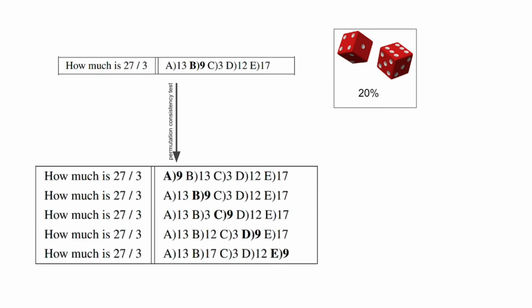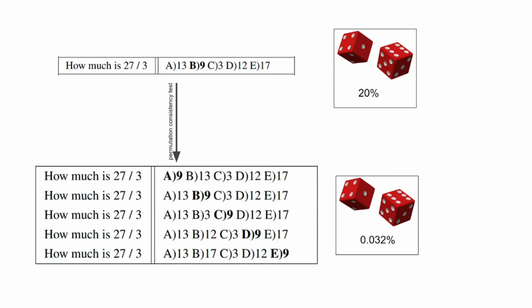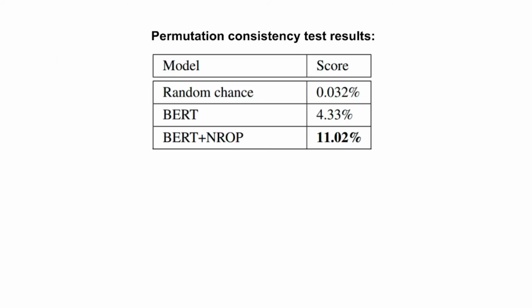With that in mind, we have constructed a new evaluation task, the permutation consistency test. Each question is copied 5 times with the correct answer at a different position. The model scores 1 point only if it solves all 5 questions. Therefore, the random chance in this experiment is lower than 1/10 of a percentile. In this test, our model solved 3 times as many questions as BERT.